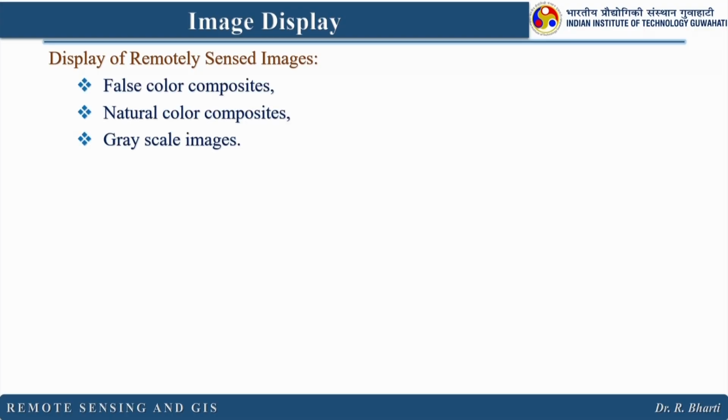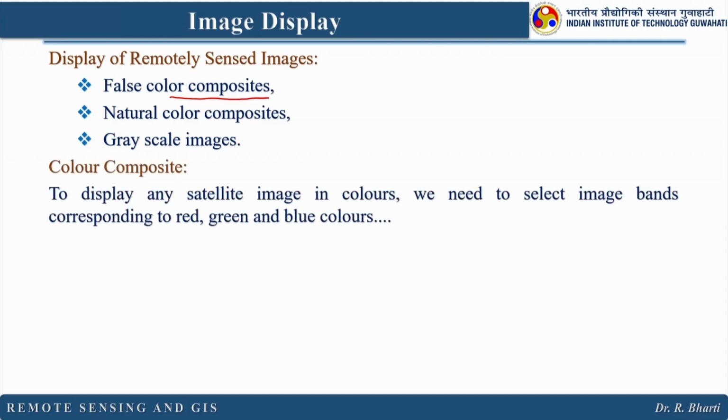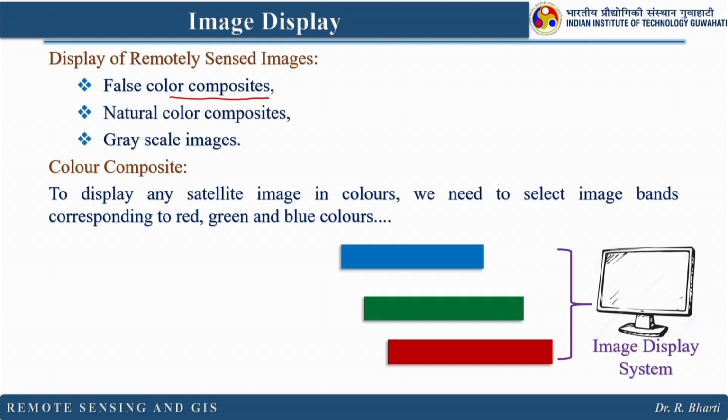So how do we display a remotely sensed image? There are three different concepts. The first one is false color composite, the second is natural color composite, and the third is grayscale images, right? First, let us understand what we mean by color composite. A color composite is used to display any satellite image in color. We need to select image bands corresponding to the red, green and blue colors of our monitor or any display system, right?